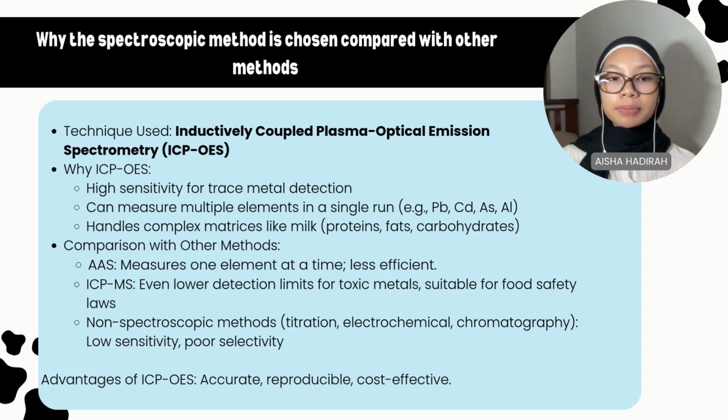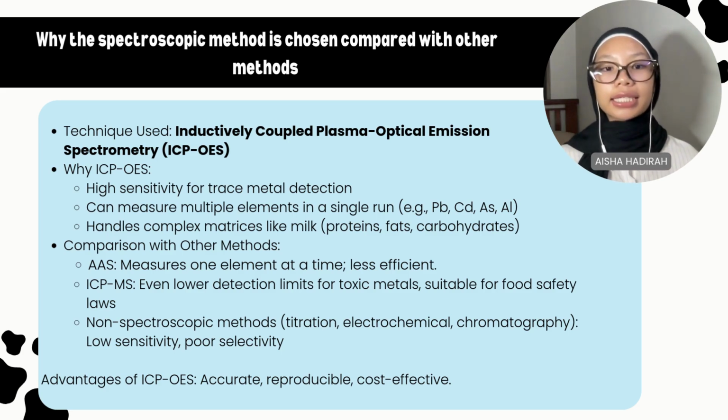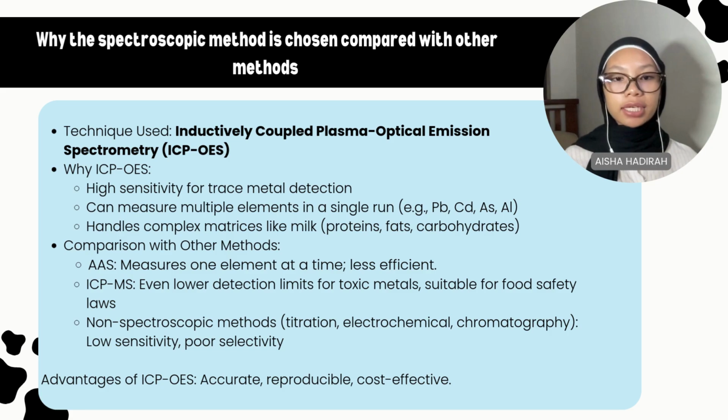And this is the explanation of why spectroscopic method is chosen compared with the other methods. The spectroscopic technique commonly used for the analysis of heavy metal analytes in milk is the inductively coupled plasma optical emission spectrometry, which is ICP-OES. This technique is preferred because of its high sensitivity, its ability to measure multiple elements at the same time, and its capability to handle complex food matrices such as milk.